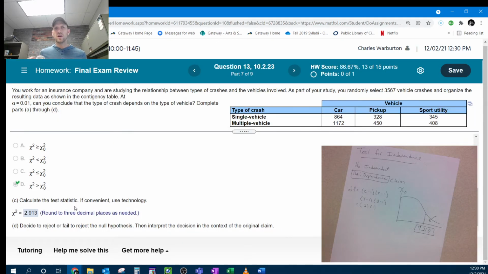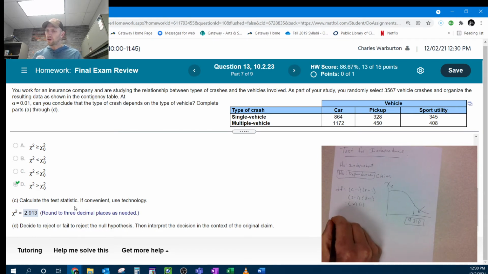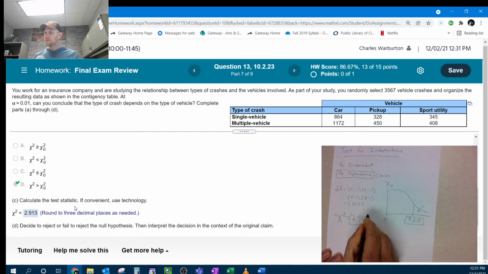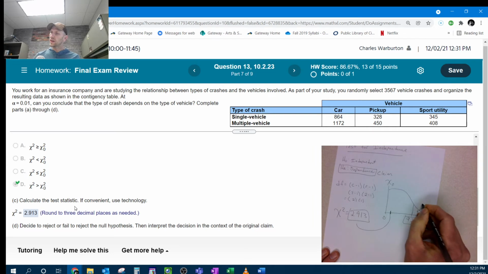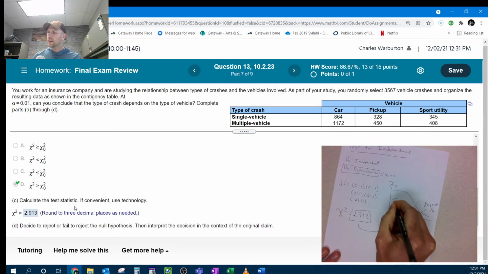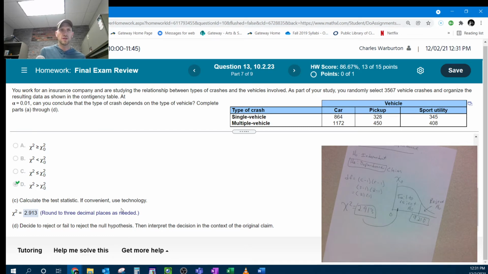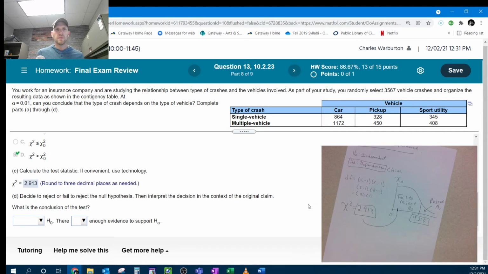It's good. All right, so let's see where that is on our graph. Our chi-square was 2.913. That is about right there. That is not in the reject zone. That is in the fail to reject zone. Fail to reject the null hypothesis. All right, so fail to reject the null hypothesis.